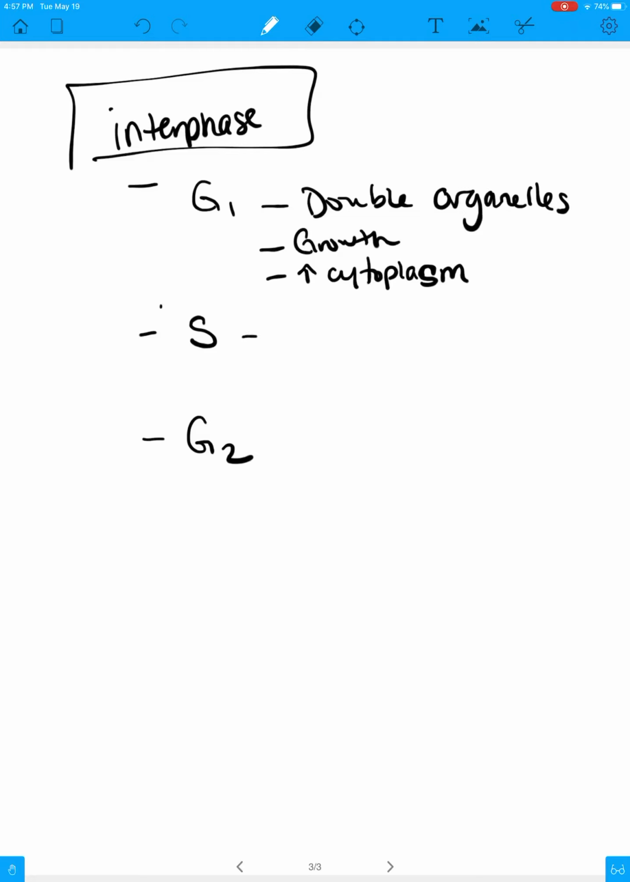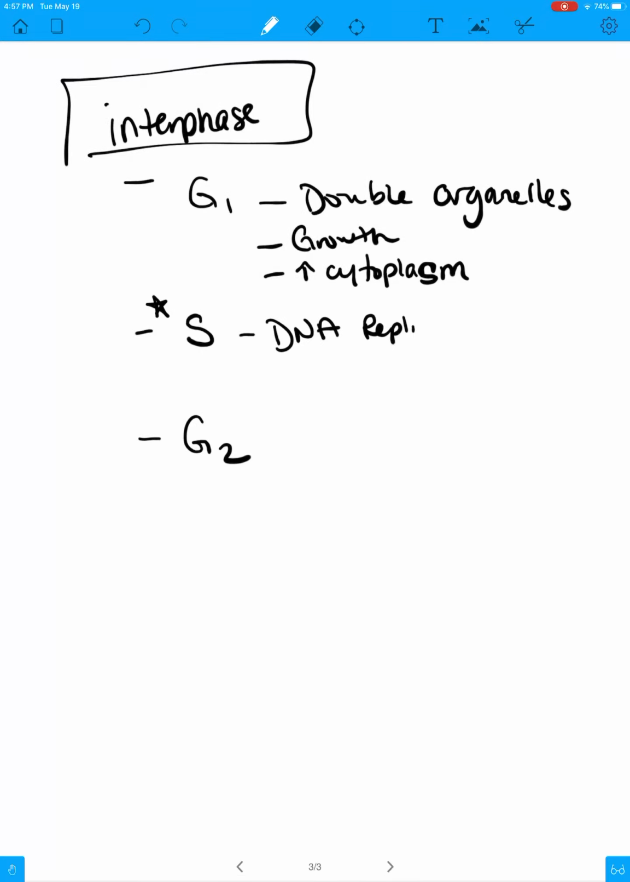Now, the S phase, this is probably the most important of the three phases, and this is where your DNA is replicated. And so when you say replicated, it basically means like we're going to make another copy of it. And when you make a copy of those chromosomes, they are called chromatids. So let me just show you an example of that down below. So remember, we have one from mom and we have one from dad.